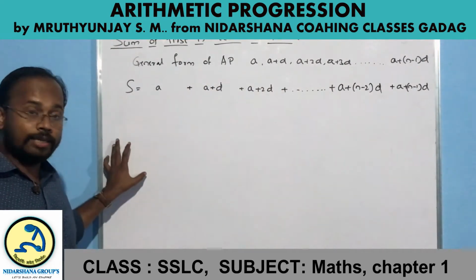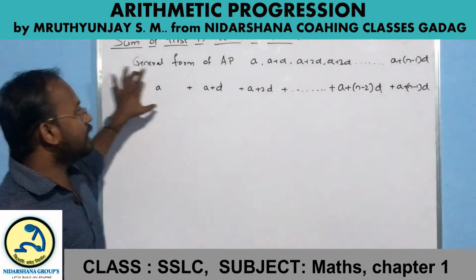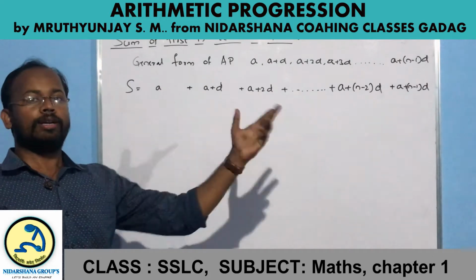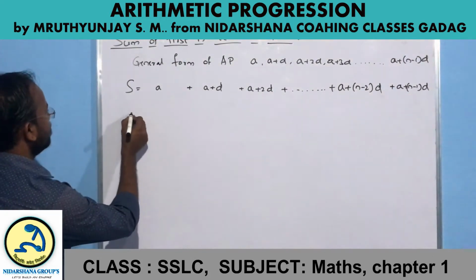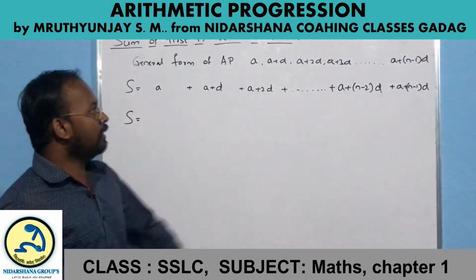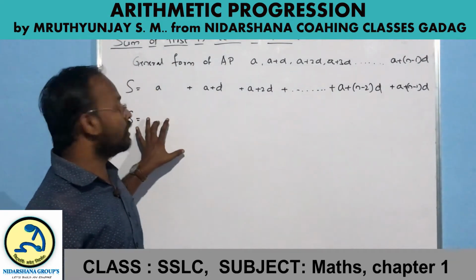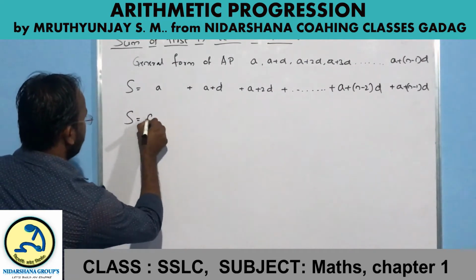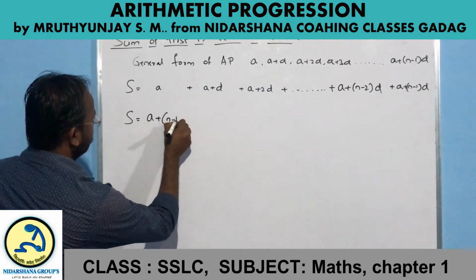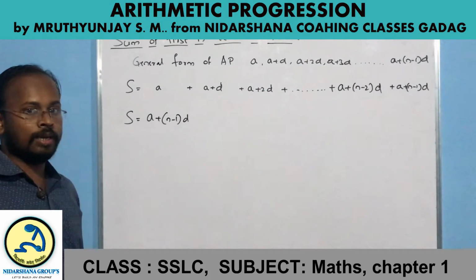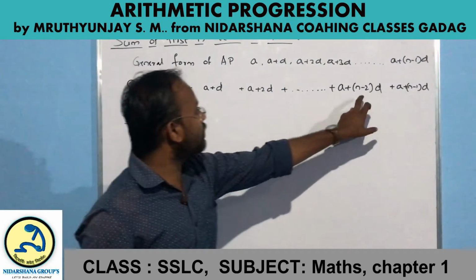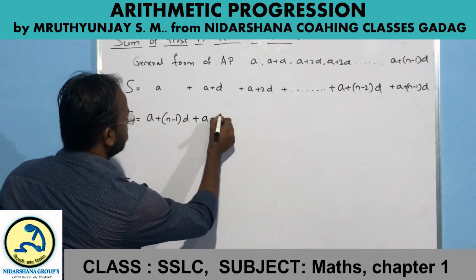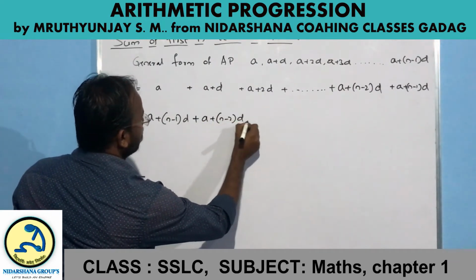So to get S, I will write the same thing that I have written in this equation, but in a reverse manner. That is, I will write the last term in the first place. Okay, that is a plus n minus 1 into d. So the last but one term is a plus n minus 2 into d.